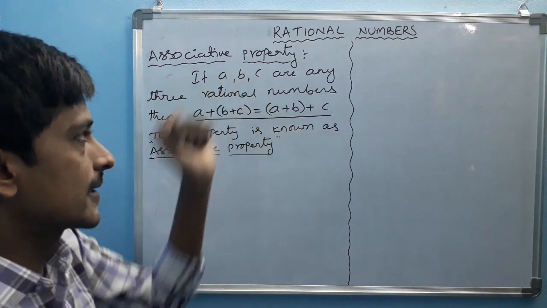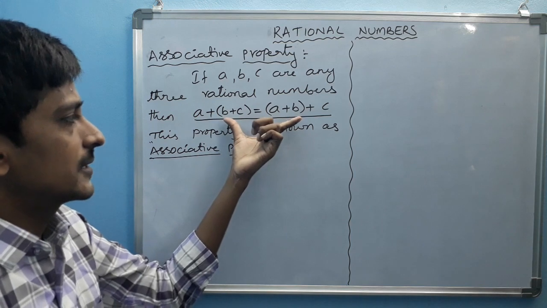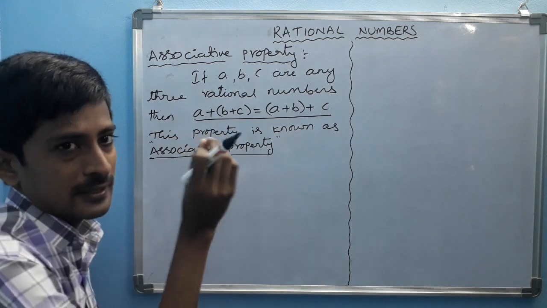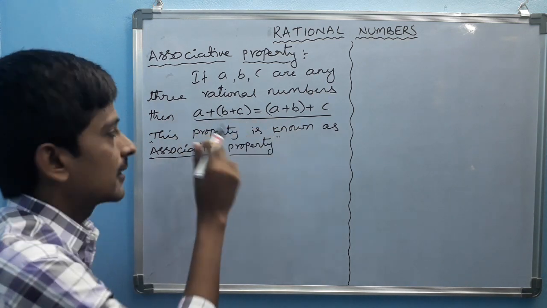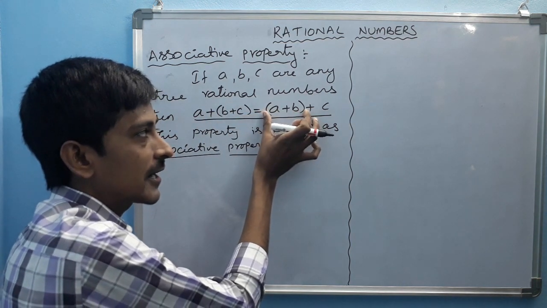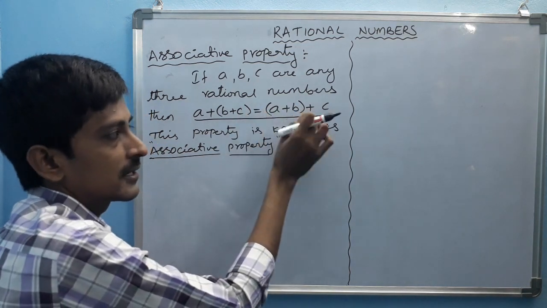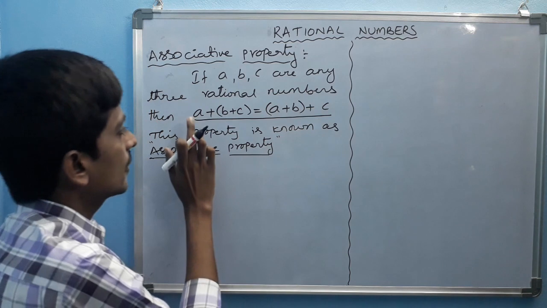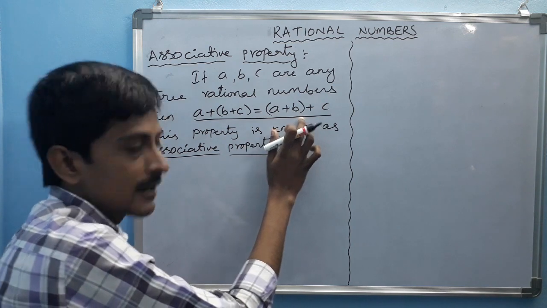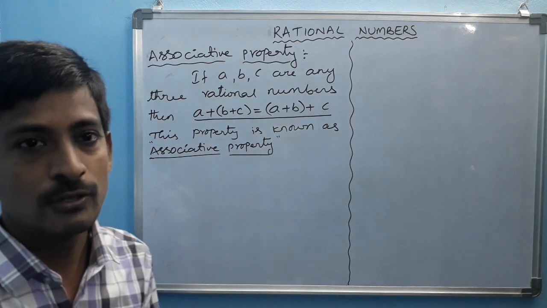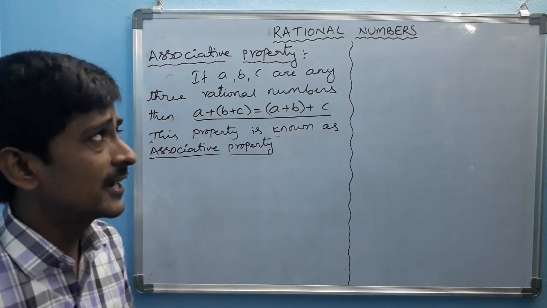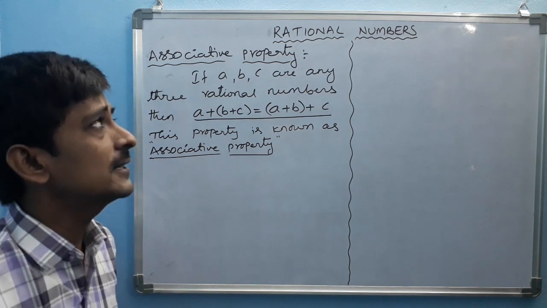Here, take any three rational numbers. The condition is the most important. How to read it: a plus, give a small gap, (b plus c). Within the bracket you read first: a plus b, give a small gap, plus c. (a + b) + c equals a + (b + c). This is the associative property. This associative property is satisfied under addition, multiplication, and not under subtraction and division.